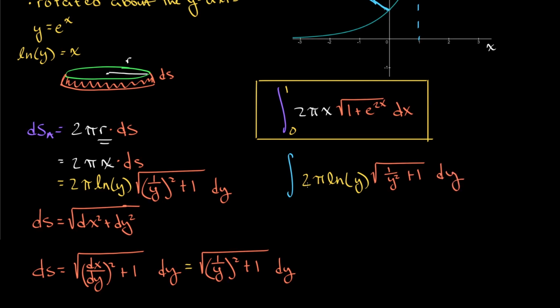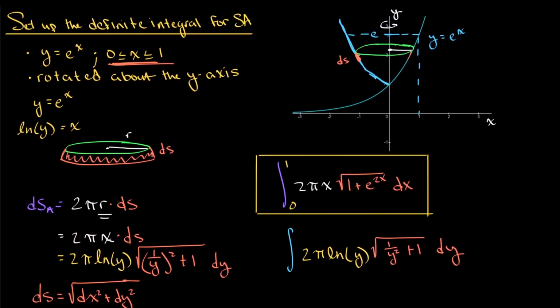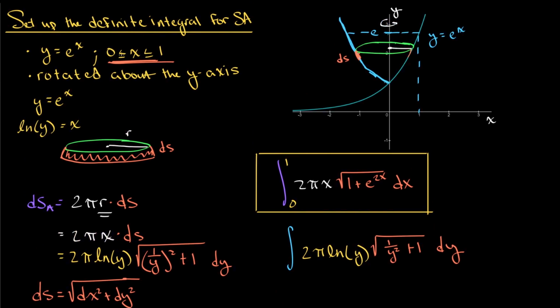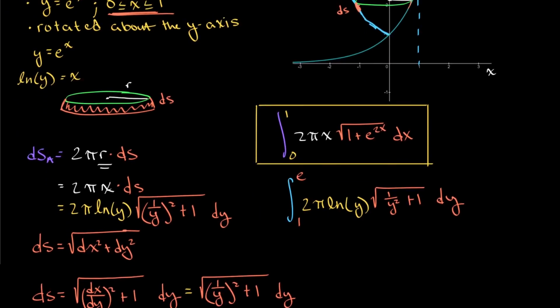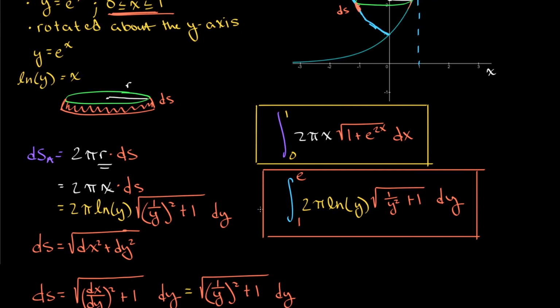And what are our limits of integration going to be now? Well, we said that we're interested in x from 0 to 1, and if that's the case, then y is going to range from 1 to e. Those are our limits of integration when we're integrating with respect to y. And what you could do is further simplify this integral a little bit if you'd like, but this right here is our definite integral. And all I wanted to show you is that we could set this up by integrating with respect to y. It doesn't have to be with respect to x.